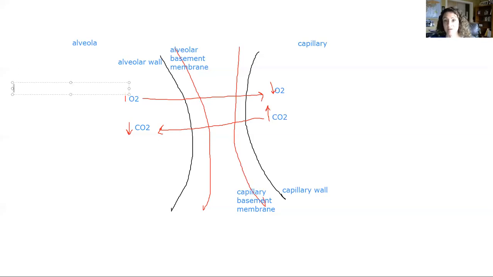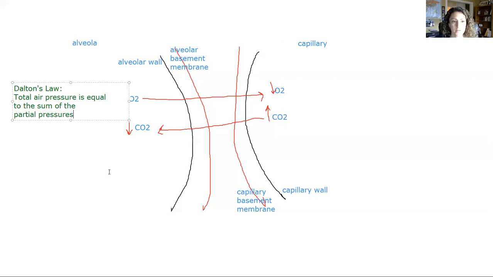So this is Dalton's law. Let me do a different color. Dalton's law says that the total air pressure is equal to the sum of the partial pressures. Okay, total air pressure is equal to the sum of the partial pressures. So a partial pressure is the contribution of each individual gas to the total air pressure.